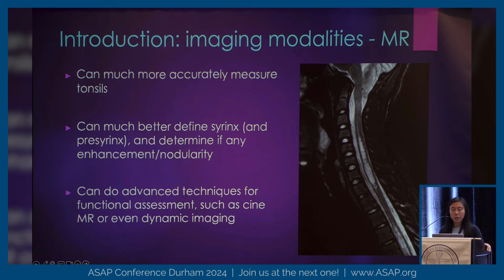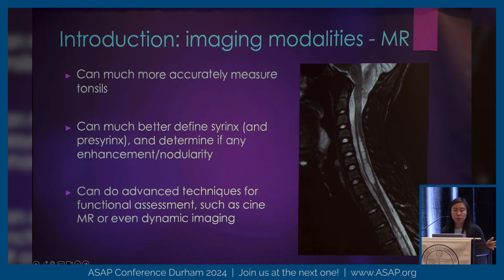So you can definitely see the structures with better delineation. You can measure better, and you can define the syrinx better. If we give contrast, as you'll see later in an example, you can look for enhancement and nodularity. On CAT scan, even if we give contrast, it's very hard to actually see the specifics about the syrinx.